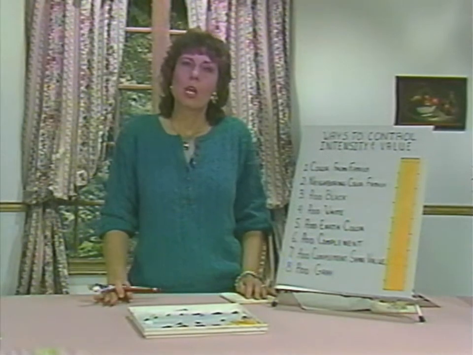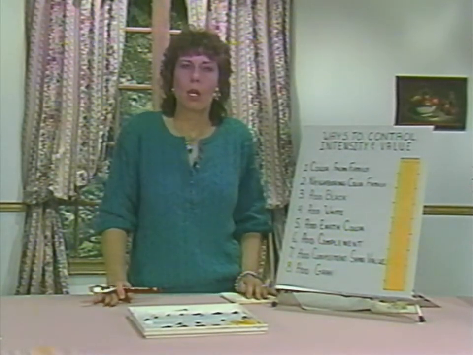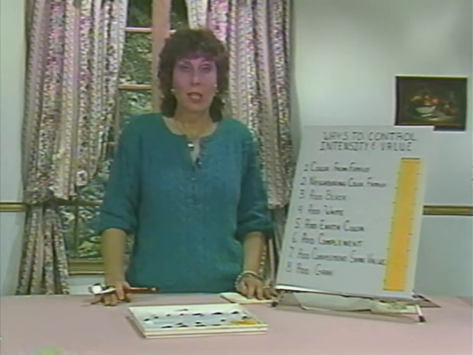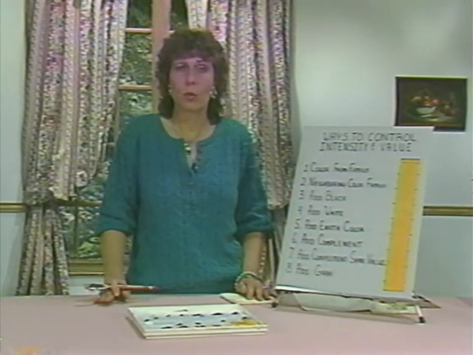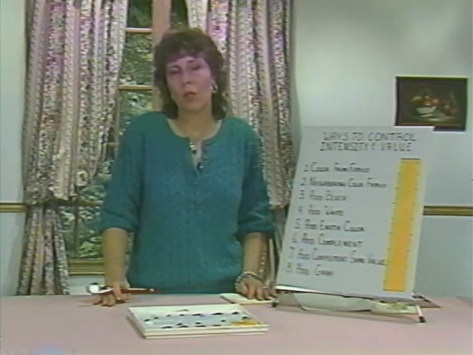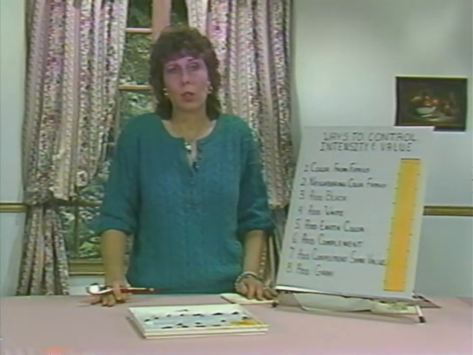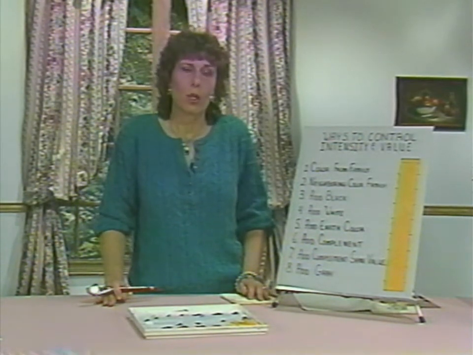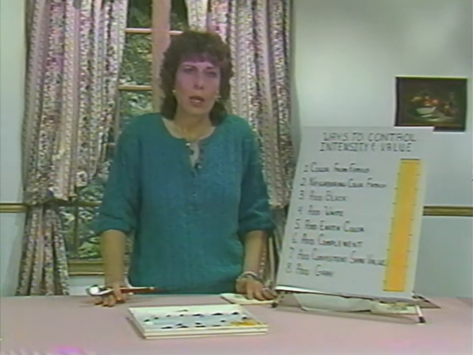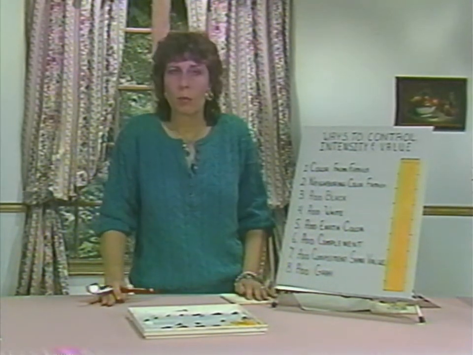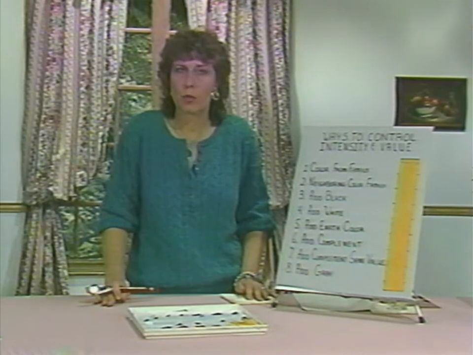Okay, now that we've gone over the basic elements of color, hue, value, and intensity, the next thing that you have to learn is the different ways that you control those properties. There really are only 8 ways, so that's simple enough that anybody can learn it. I have a chart up here that's going to show how you can control any color. For this example, I'm going to be controlling the color Naples Yellow.